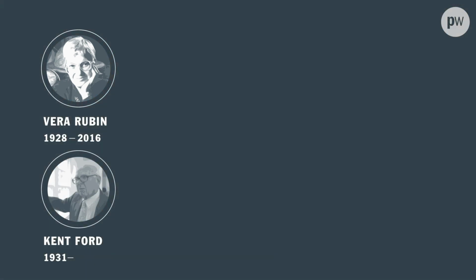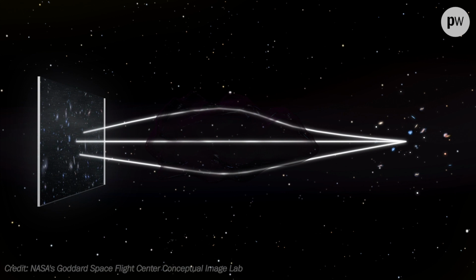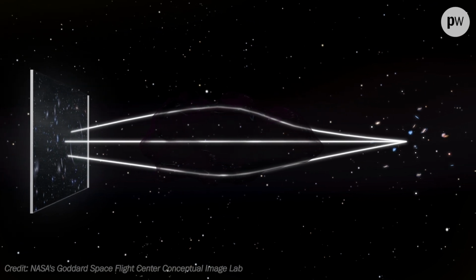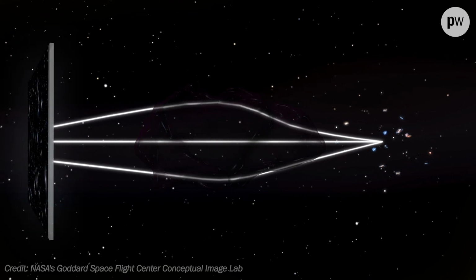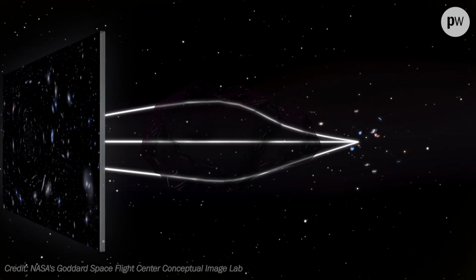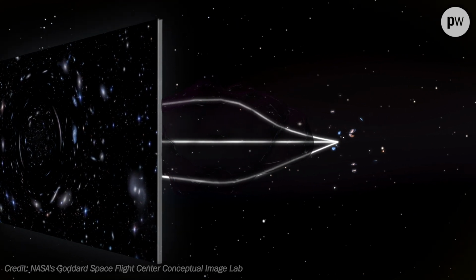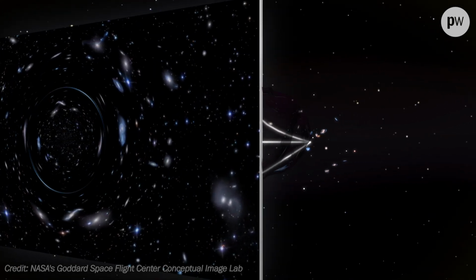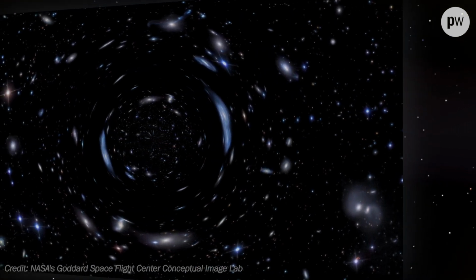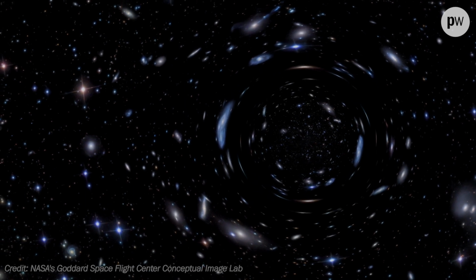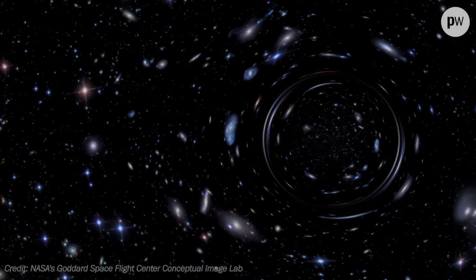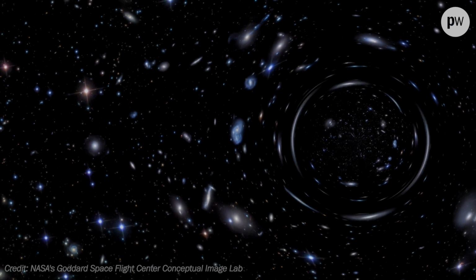One key result came in the 1970s, when Vera Rubin and Kent Ford used dark matter to explain the motions of stars moving within individual galaxies. Then there's also gravitational lensing, where light coming from distant sources is distorted by the gravitational pull of all the matter that lies between us and the source of the light. This so-called gravitational lensing allows us to work out the mass of a system regardless of its visible matter.